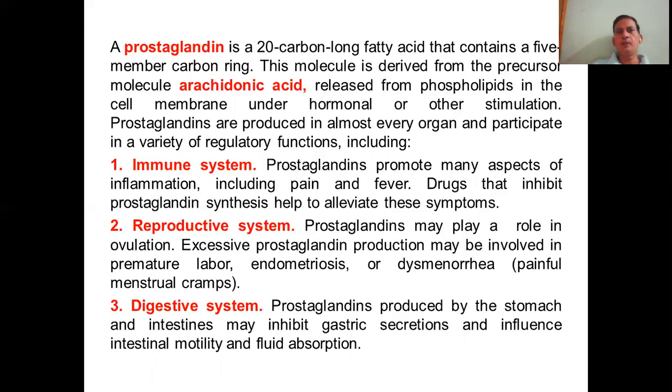Another category is the prostaglandins. This is a 20-carbon fatty acid that contains a 5-member carbon ring. It is derived from a molecule called arachidonic acid, which is released from phospholipids in the cell membrane under hormonal or other stimulation. These prostaglandins are produced in almost every organ and have a wide variety of roles. Let's see what the different roles are.